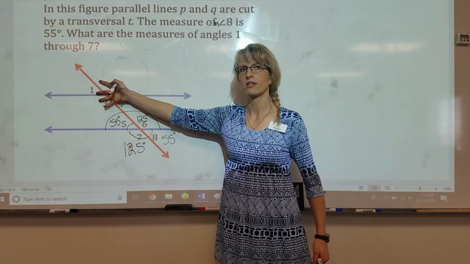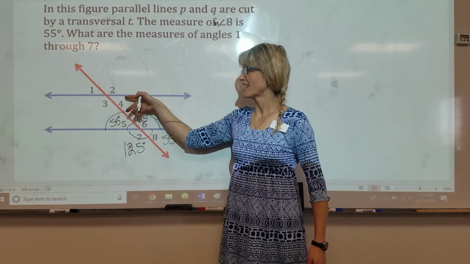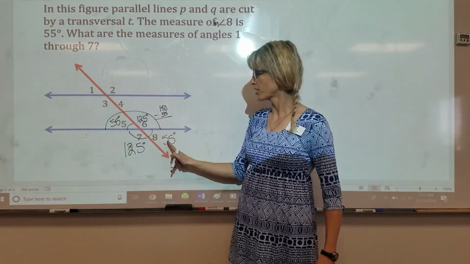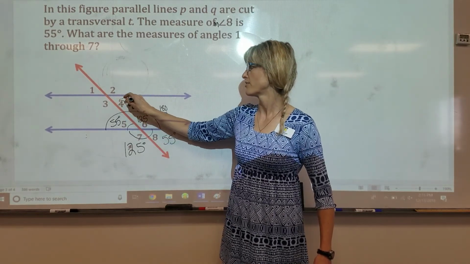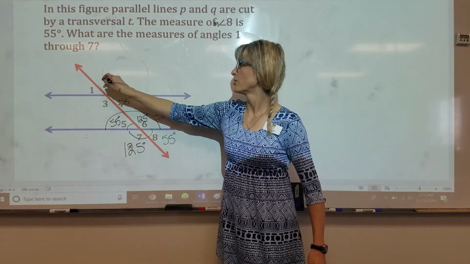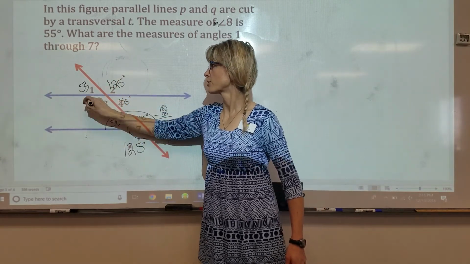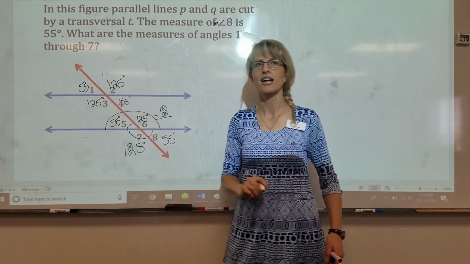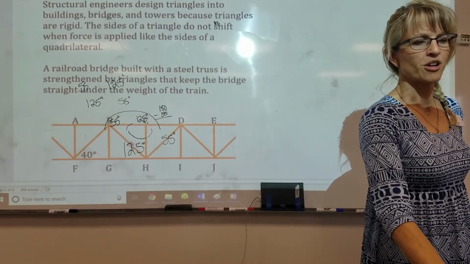here? Yeah. The parallel lines, because they're parallel, has to be the same exact measures up here. So I can really just mirror this. And look, 8 corresponds to 4, so that's 55. 6 corresponds to 2, so that's 125. These are vertical, that's 55. These are vertical, that's 125. Boom, done.